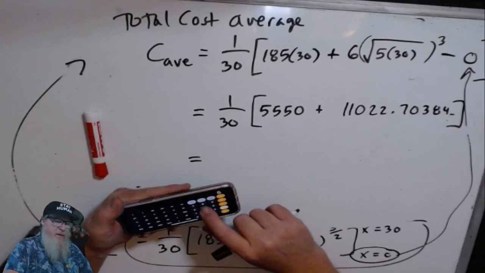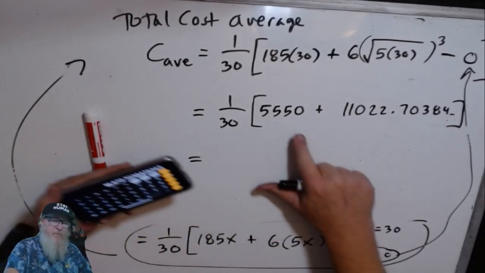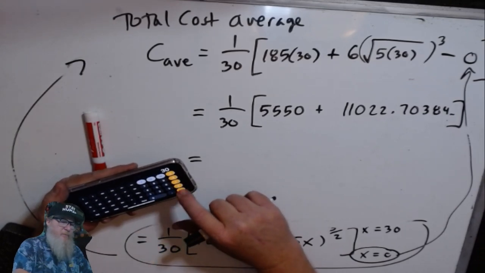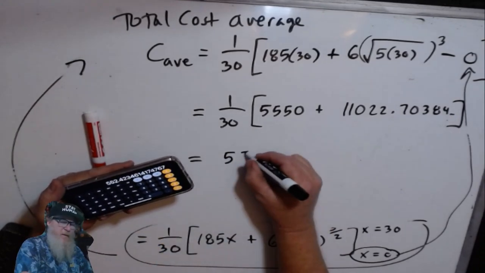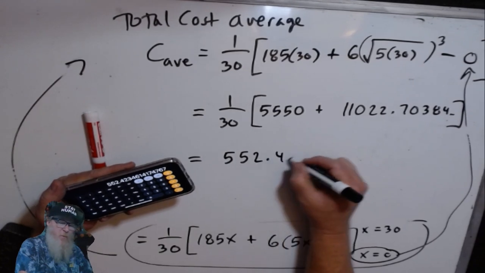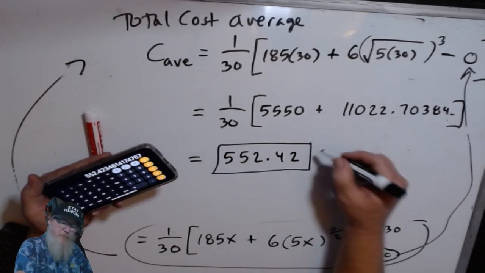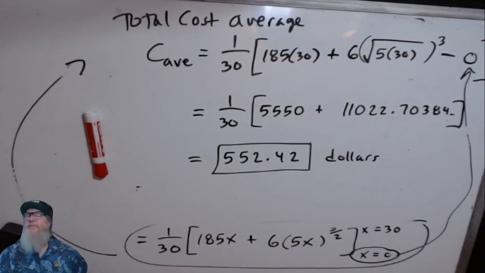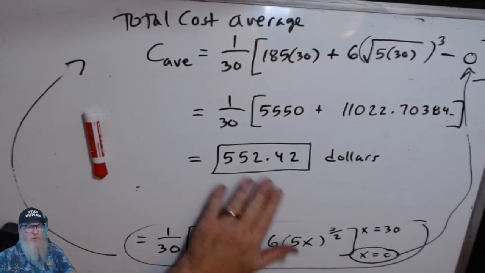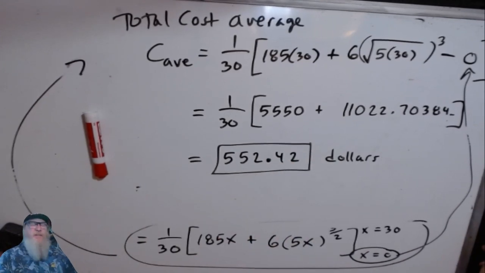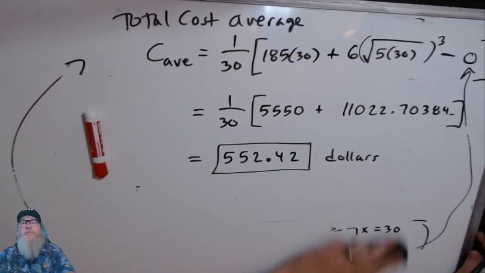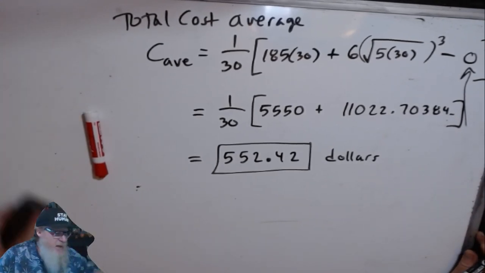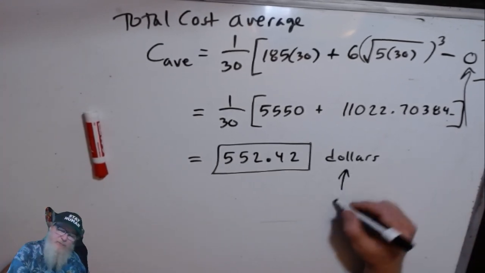Plus 5550, and then divided by 30. I get 552.42. This is dollars. It is dollars that are rounded to the nearest cent. All right. And again, it's not dollars per unit.